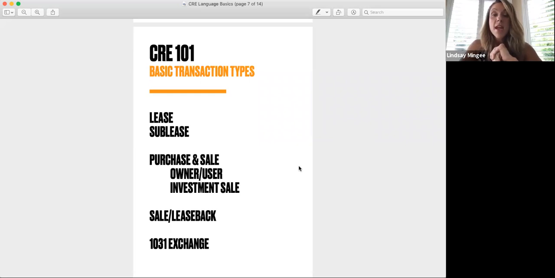1031 exchange is another transaction type that you may or may not be familiar with, but it's super common in commercial real estate. Right now in the US, there are tax laws that if you sell a commercial property and you profited from that sale, right? You bought it in 2012 and now you sold it in 2020 and you made a profit. Instead of being taxed on that profit, if you take that money that you made and purchase a new property, like and kind, it has to be similar to the property that you bought before.